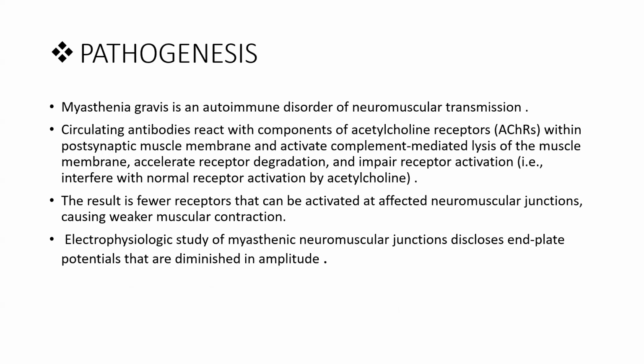Regarding pathogenesis, myasthenia gravis is an autoimmune disorder of neuromuscular transmission. Circulating antibodies react with a component of the acetylcholine receptors within the postsynaptic muscle membrane and activate complement-mediated lysis of the muscle membrane, accelerate receptor degradation, and impair receptor activation. That is, they interfere with the normal receptor activation by acetylcholine. The result is fewer receptors that can be activated at the affected neuromuscular junction, causing weaker muscle contraction. Electrophysiologic study of the myasthenic neuromuscular junction discloses end plate potentials that are diminished in amplitude.